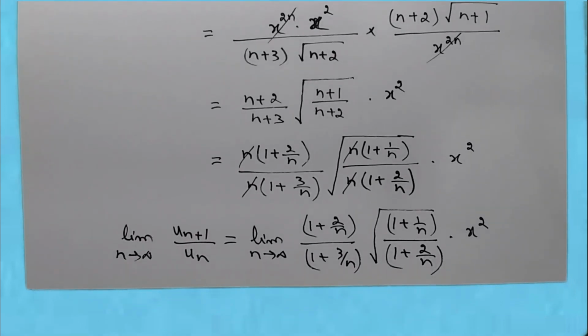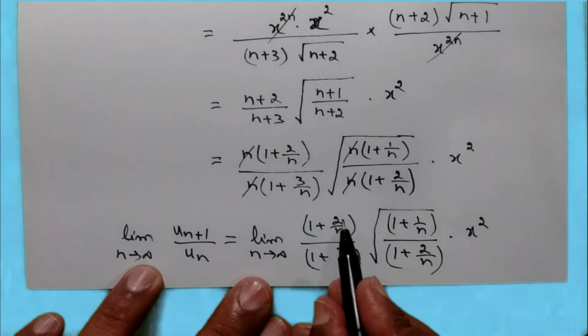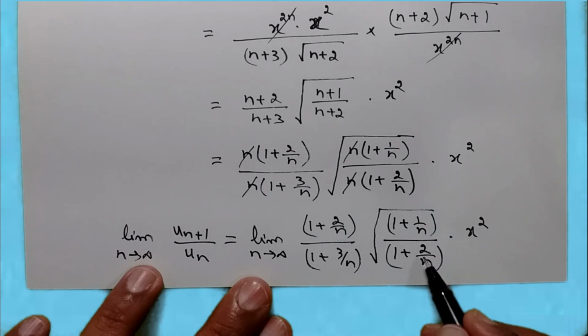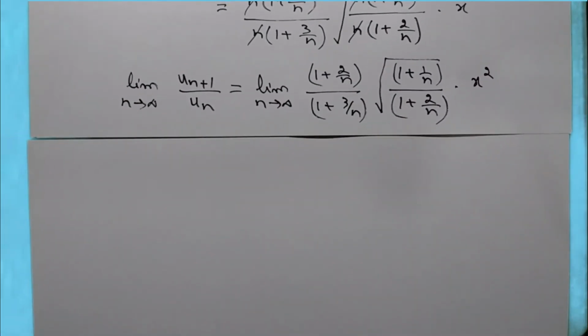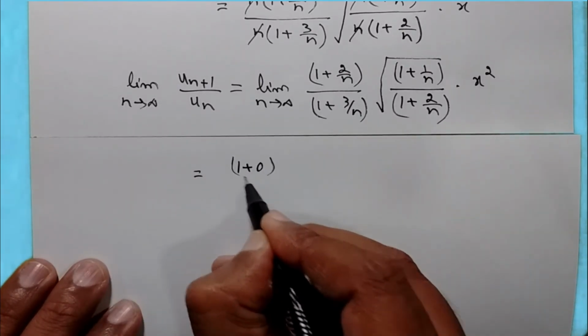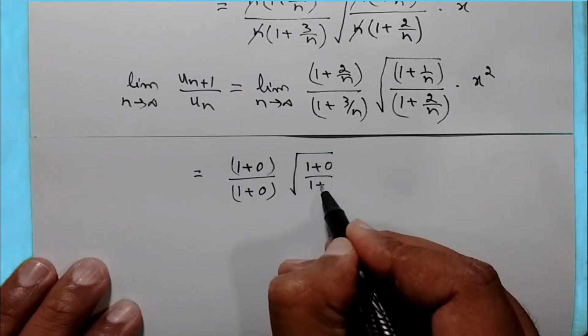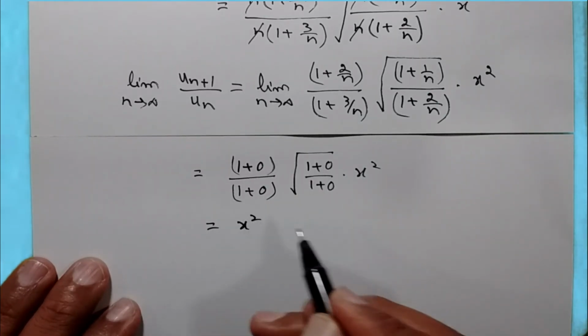So let us try to simplify this one. If I apply the limit, in this case 2 by n, n is infinity, 2 by infinity will be 0, so this term will become 0. What about this term? 3 by infinity will be 0. What about this term? 1 by infinity will be 0, 2 by infinity too. All these terms will become 0. So if I try to rewrite this expression, I will be getting the value as 1 plus 0 divided by 1 plus 0 into under root, once again 1 plus 0 by 1 plus 0, into x square. This entire expression is just 1. 1 into x square will be x square.